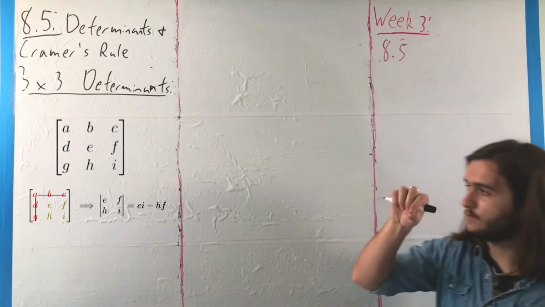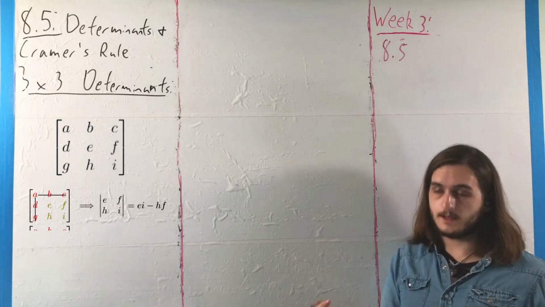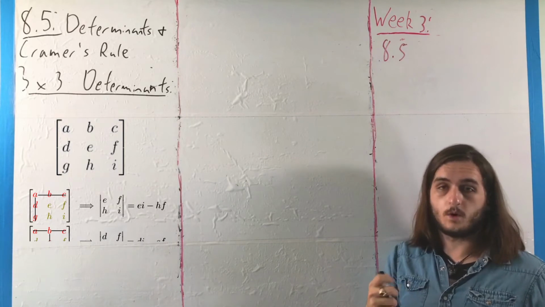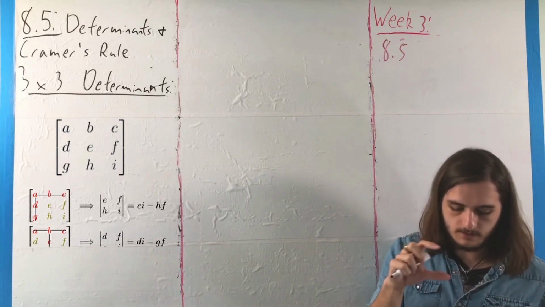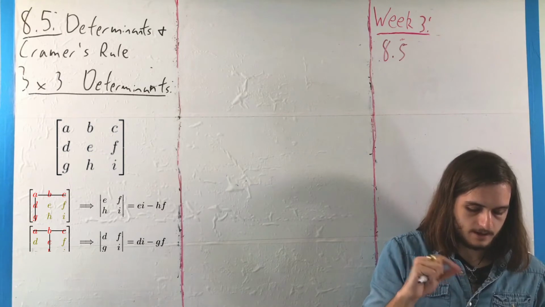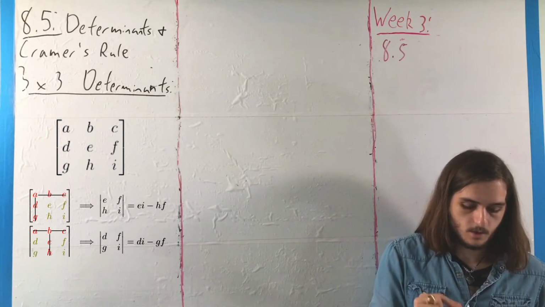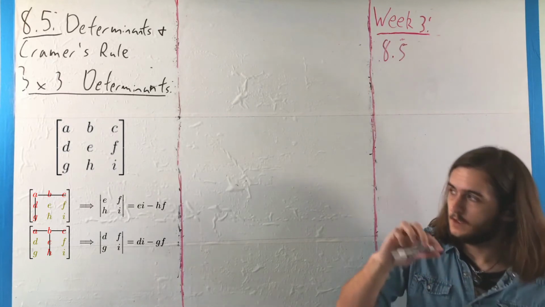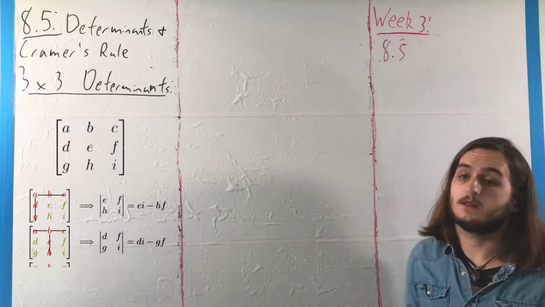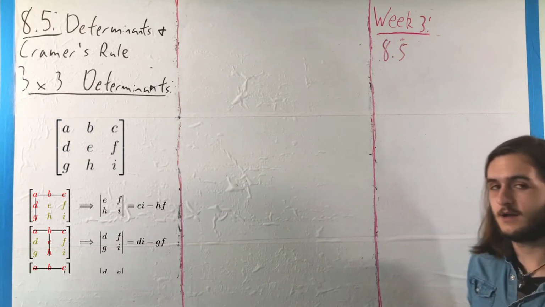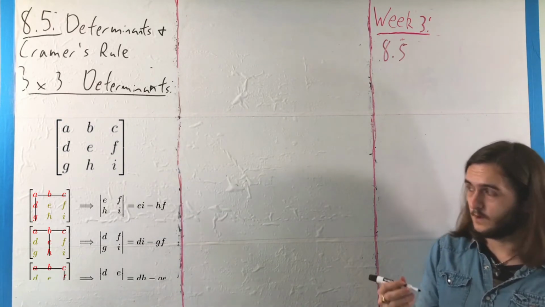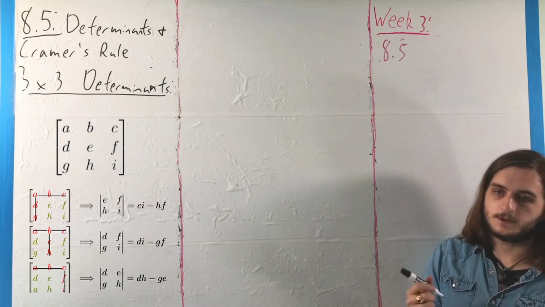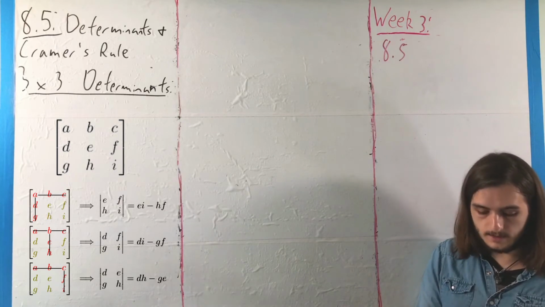Similarly for B, we would cross out the first row because that's where B lands, and the second column because that's B's column, position 1, 2 as it were, which would leave us with DF and GI in our determinant, or DI minus GF. And then finally for C, we cross out the first row and the third column for position 1, 3, where C lands, to be left with DE GH, or with the determinant formula DH minus GE.